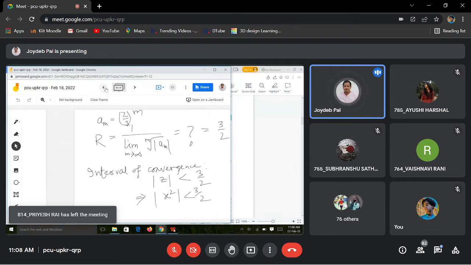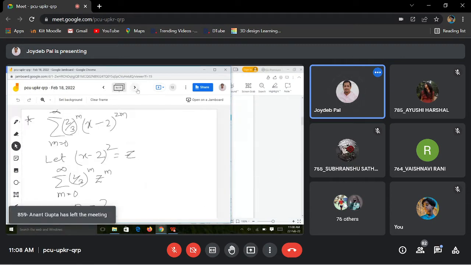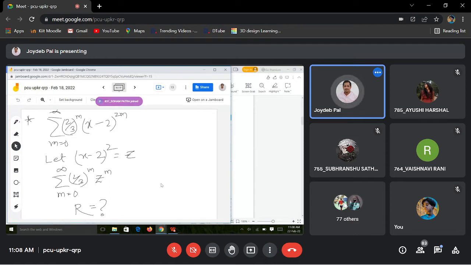But if there are some forms like 2m plus 1 or 2m plus 3, then what will you do? I'm telling. Before that, I am completing this problem. I don't know whether you have done it or not. Maybe some of you have done it, so for the rest, I am doing it. What I told is that you have to take x minus 2 whole square equal to z, right? Then the series becomes the sum from m equals 0 to infinity of (2 by 3) to the power m, z to the power m. Therefore, R.